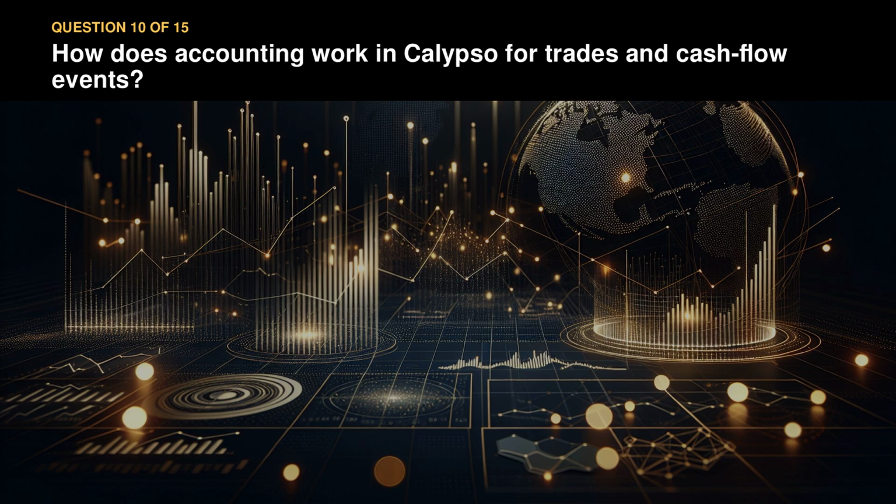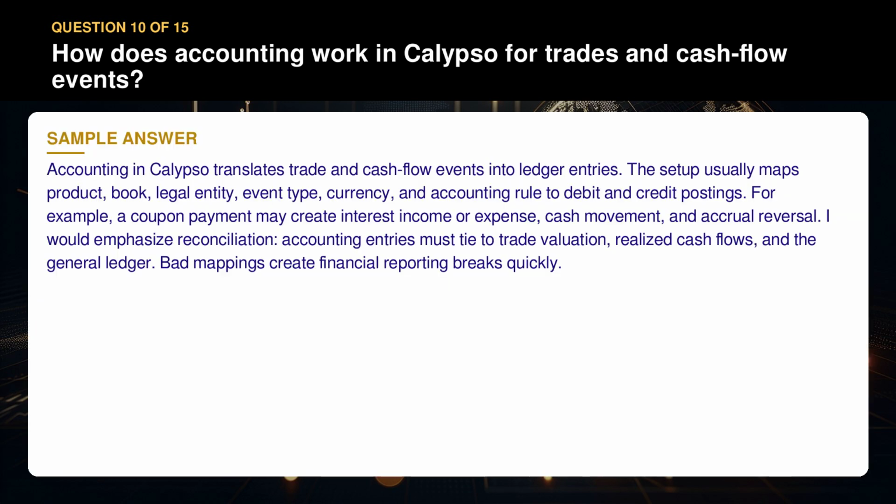Question 10. How does accounting work in Calypso for trades and cash flow events? Accounting in Calypso translates trade and cash flow events into ledger entries. The setup usually maps product, book, legal entity, event type, currency, and accounting rule to debit and credit postings. For example, a coupon payment may create interest income or expense, cash movement, and accrual reversal.